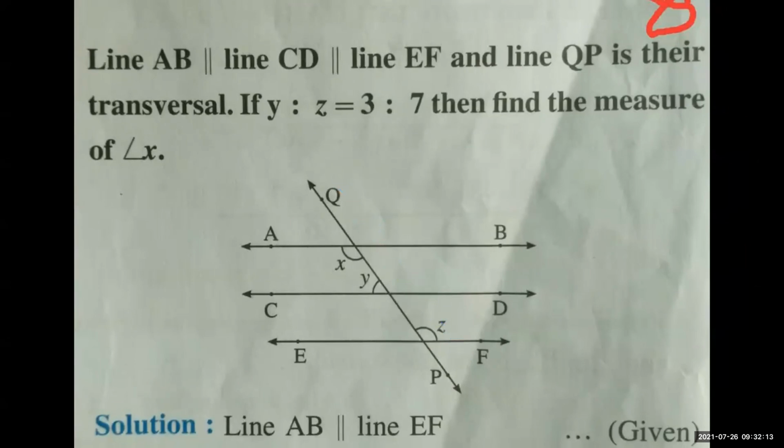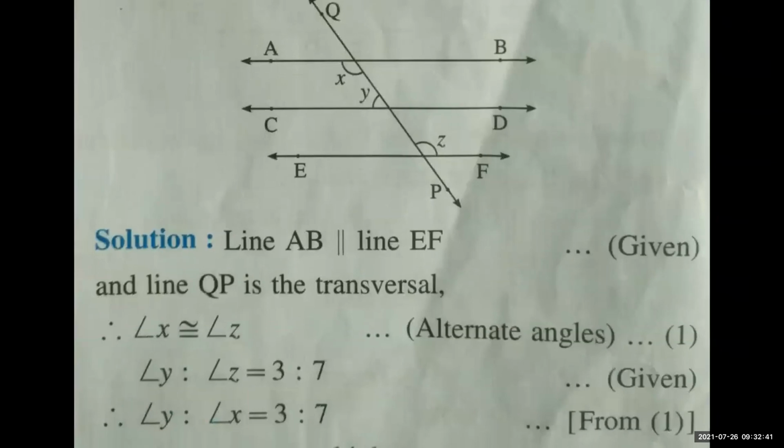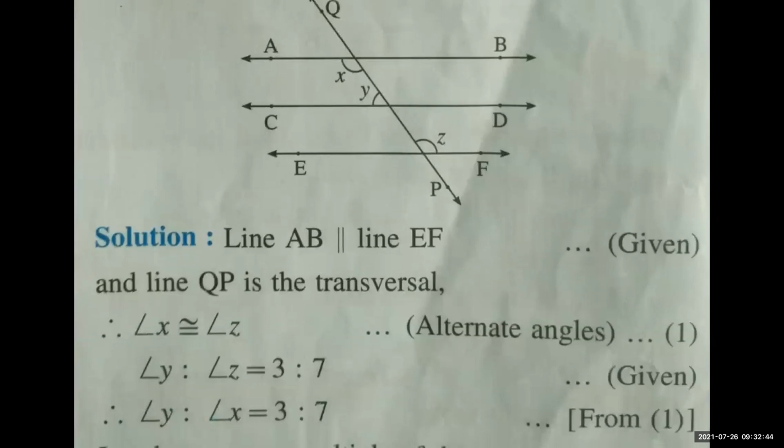If y is to z equal to 3:7, the ratio of angle y and angle z is given as 3:7. Then find the measure of angle x. We have to find the measurement of angle x here. Now see the solution. We know that line AB is parallel to line EF, and QP is a transversal.